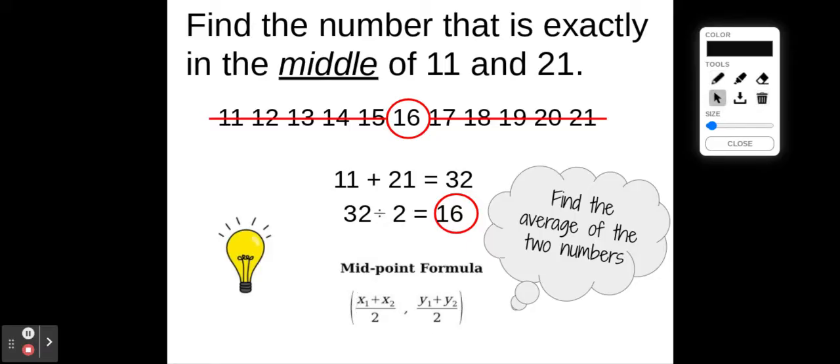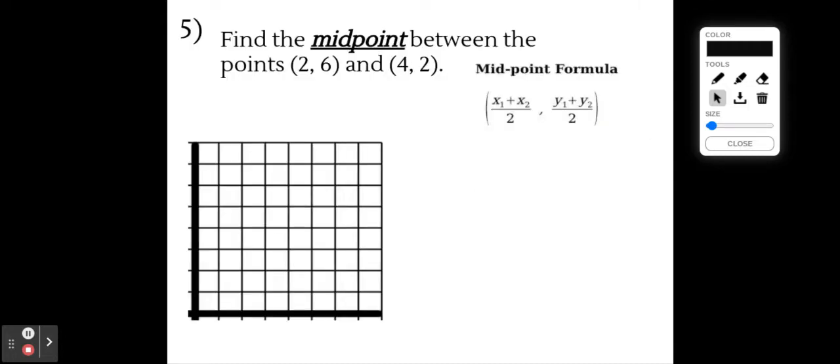Okay, so let's give this a try. Here I'm asking you to find the midpoint between the points (2, 6) and (4, 2). Let's first begin by giving us a visual of what this looks like. Go ahead and plot the point (2, 6) there and (4, 2) here. We're going to find the point that's directly in the middle of those two points. Now, I'm not going to let you use the graph paper just yet. Let's go ahead and apply the formula.